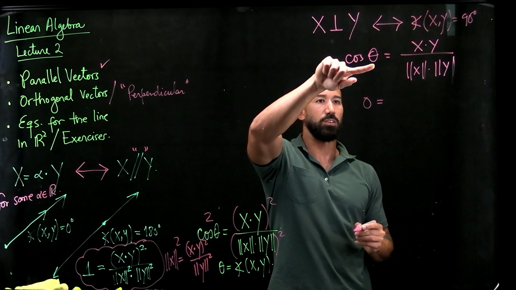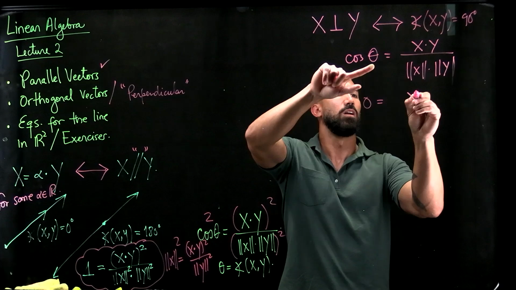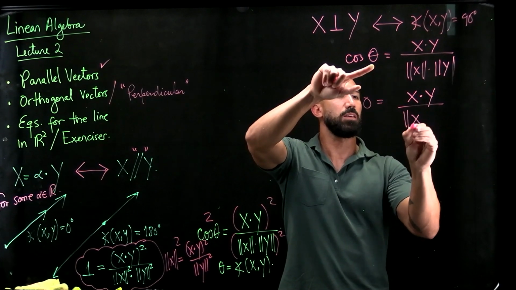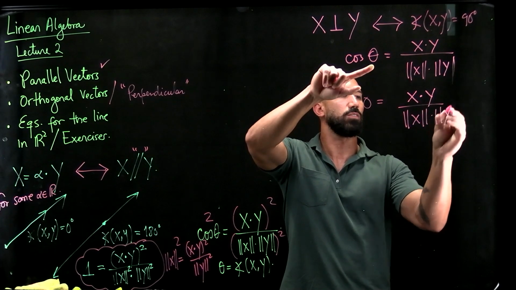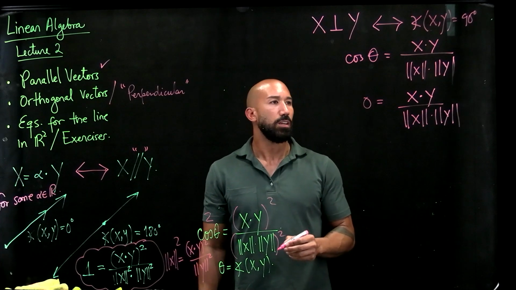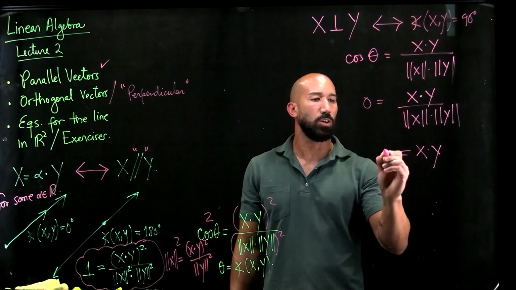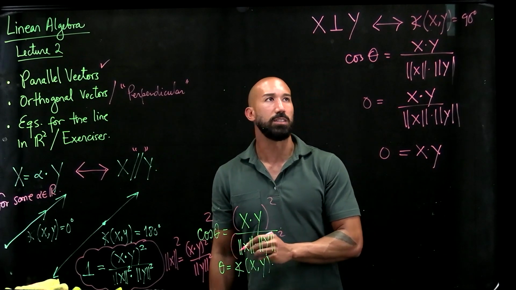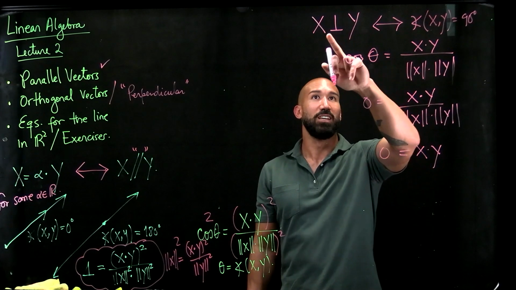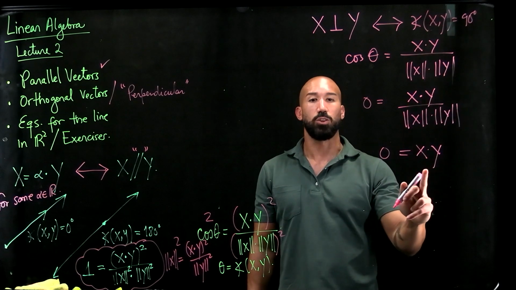Okay? The cosine of 90 is 0. So what we are going to get is that x dot product y divided by the magnitude of x times the magnitude of y is 0, but a fraction is 0 if the numerator is 0. So this means that x dot product y is 0. Obviously, so we have, if the angle between x and y is 90 degrees, the dot product of them is going to be 0.